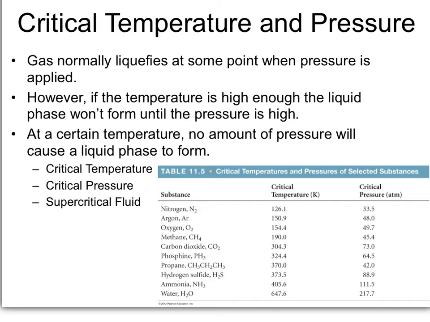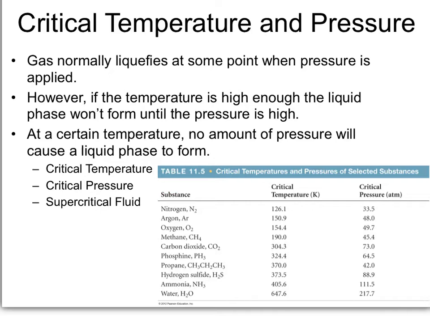So at a certain temperature, it doesn't matter how much pressure we apply to cause a liquid phase to form. No amount of pressure is going to change that back from a gas to a liquid. So critical temperature, let's just reiterate, is the highest temperature at which a liquid can exist. And then anything past that, no amount of pressure can bring it back to that liquid phase.